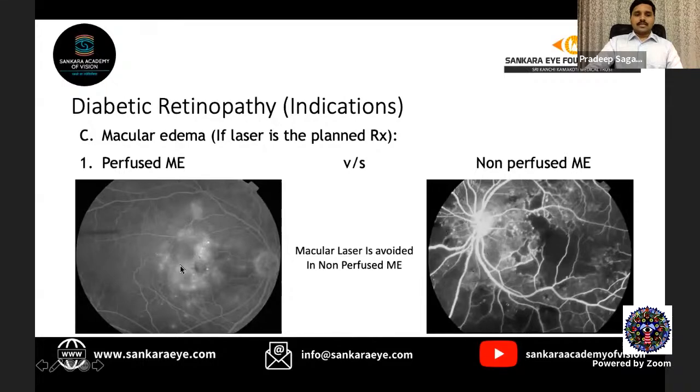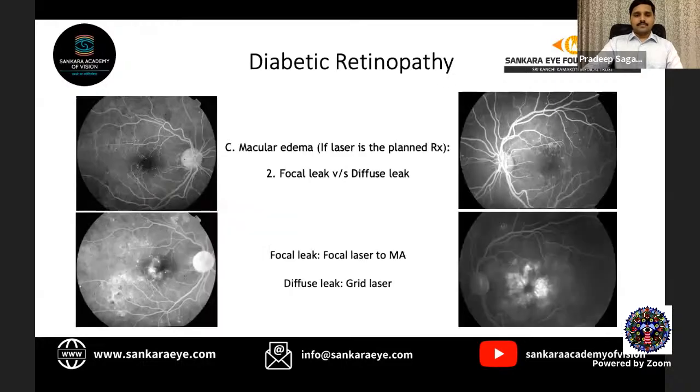Here we can see that it's a perfused macular edema. That is, we can see that there is presence of leak in the perifoveal area. Whereas here we see that there is no perfusion at the perifoveal area. So it's a non-perfused macular edema. If a patient with macular ischemia and a non-perfused macular edema is planned for laser photocoagulation, then there is a significant risk of further worsening the condition. So in patients with non-perfused macular edema, macular lasers are avoided.